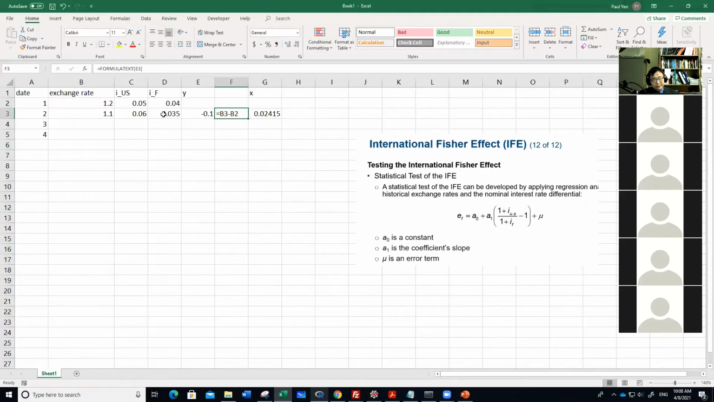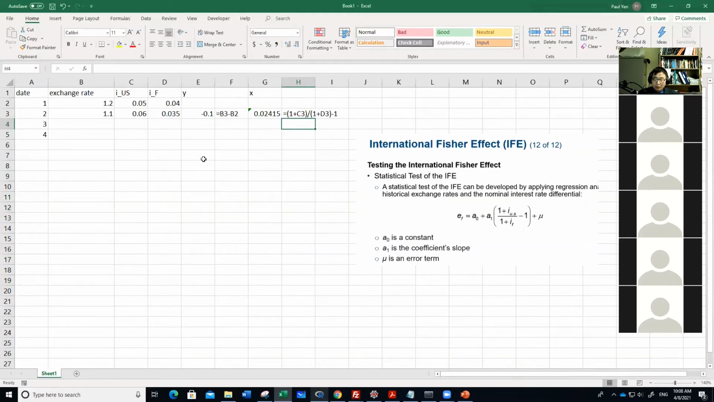So this one will be this month's exchange rate minus the previous month's. Okay, so let's look at the X formula. This is X. So X is exactly what is in the parentheses: 1 plus the US interest rate, divided by 1 plus the foreign interest rate, minus 1.